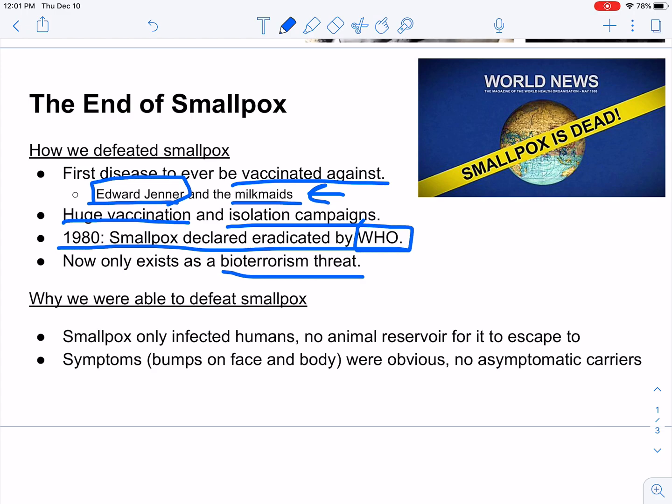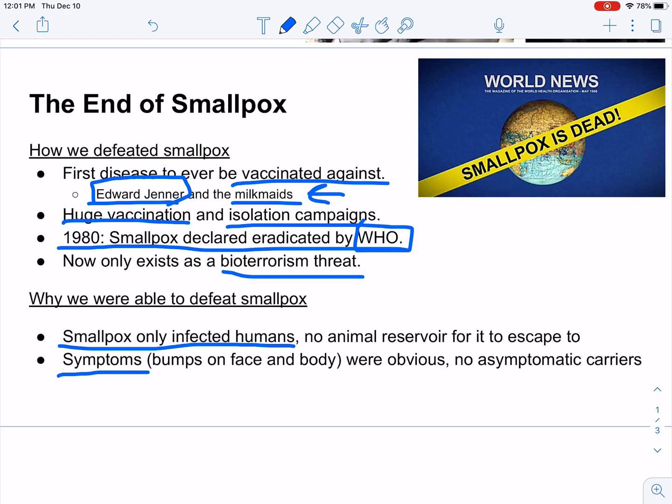Now, a couple things that I found interesting about why we were actually able to defeat this virus. First, smallpox only infects humans. There's no animal reservoir that it's able to jump into or hide in and then jump back out. That's what the flu does. That's why we've been unable to eradicate the flu.